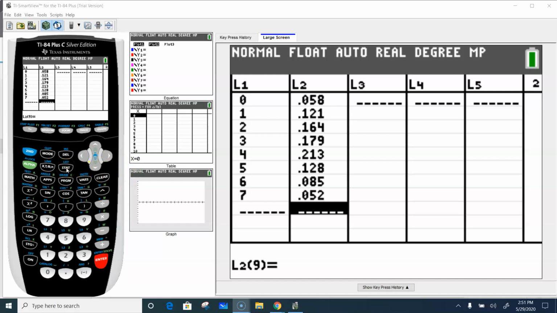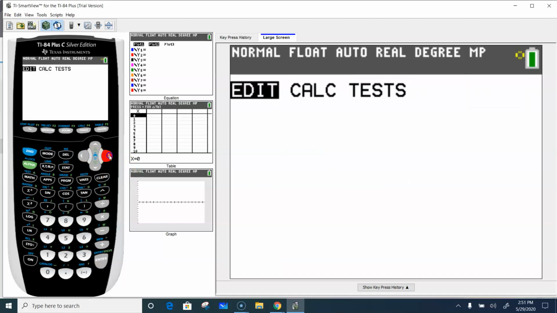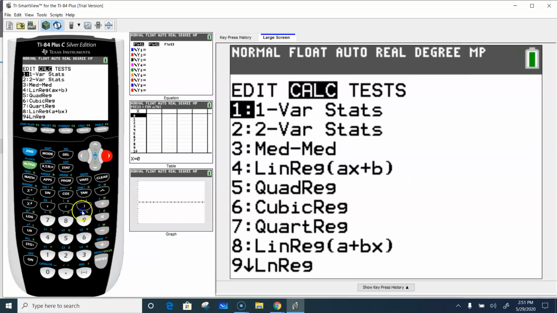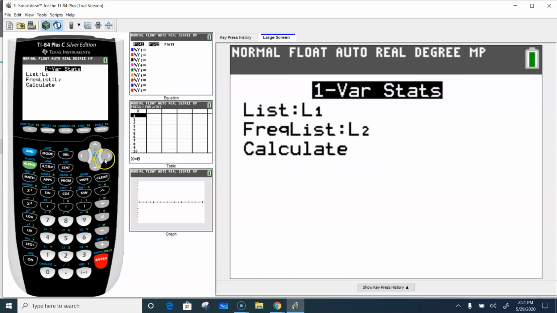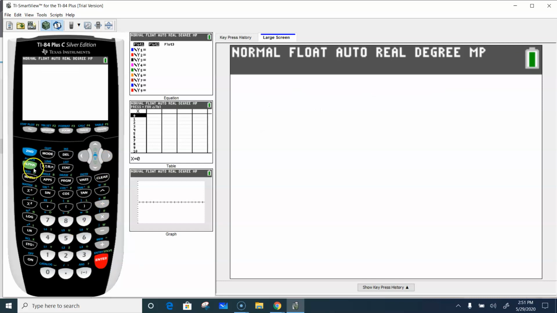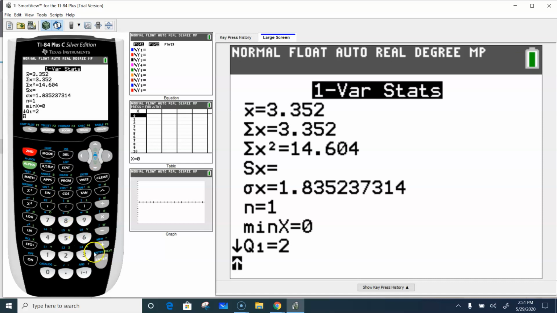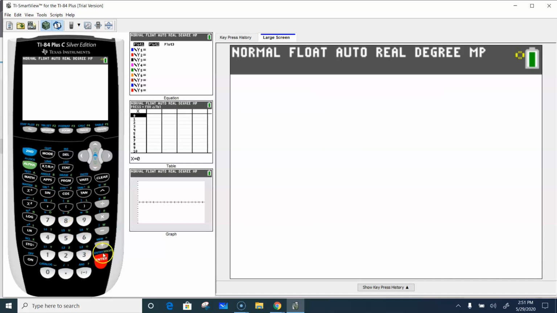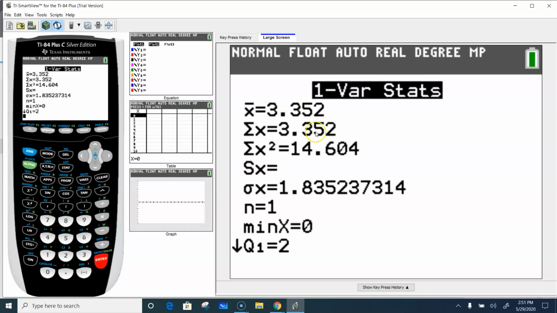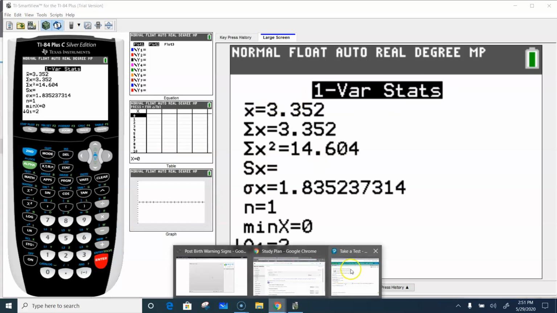So I'm going to go to Stat, and now we go to Calculate. And what we want is our one variable statistics. Again, don't panic if you don't have the L1 and the L2 set up like that. I'll show you what yours will look like. So if L1 and L2 are not in their spots, you just have one variable stats on your screen. You're going to press second and the number 1 for L1. Second and number 2 for L2, and you'll get the same result. So here's our mean, 3.352.